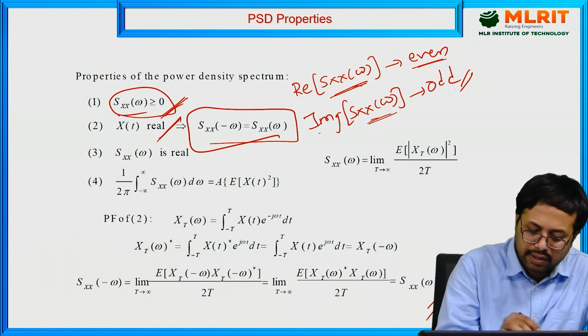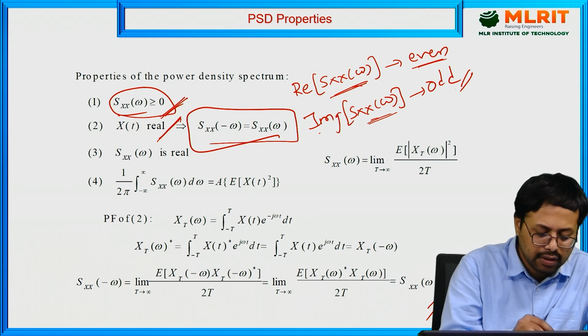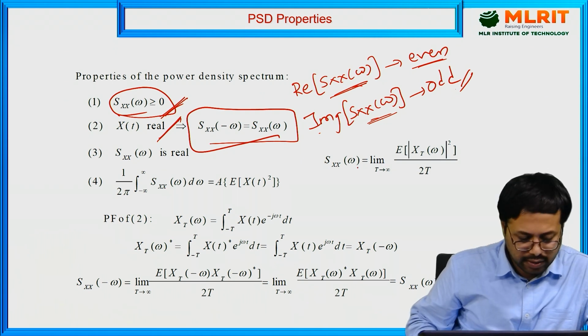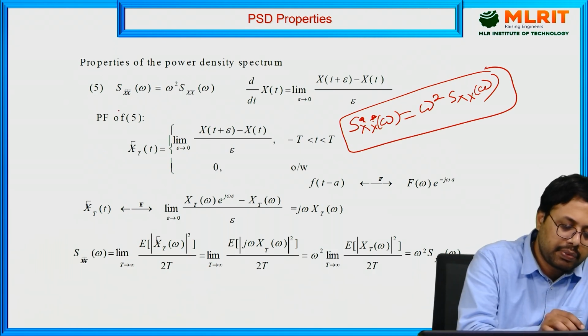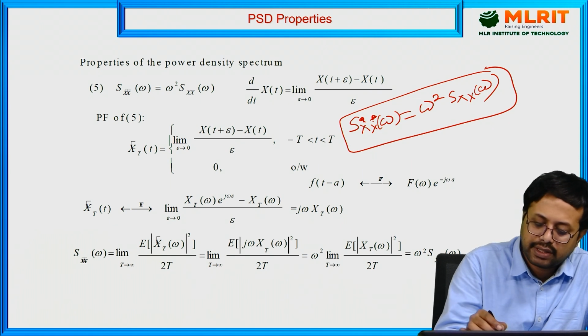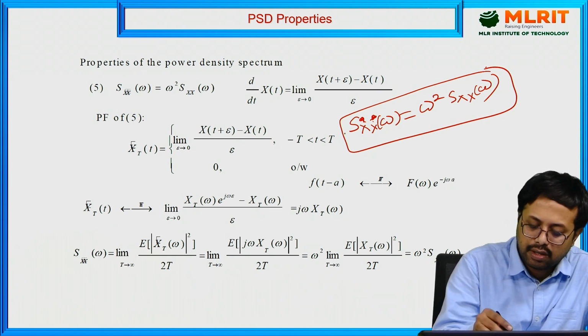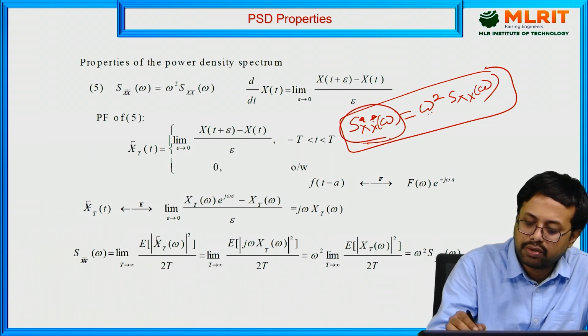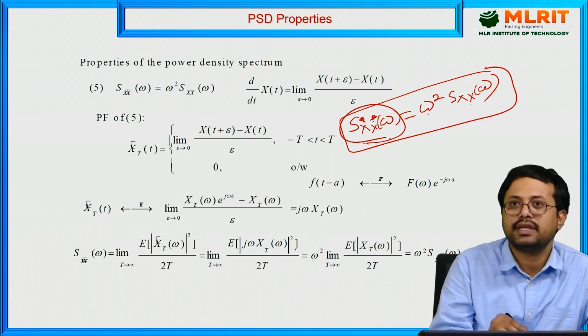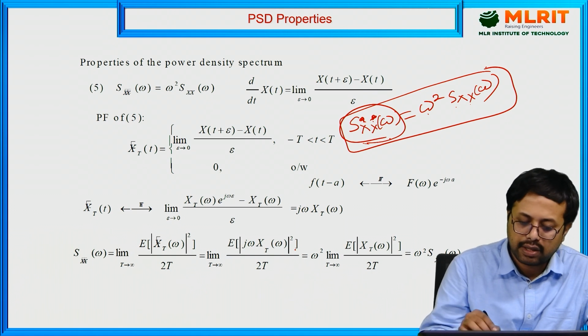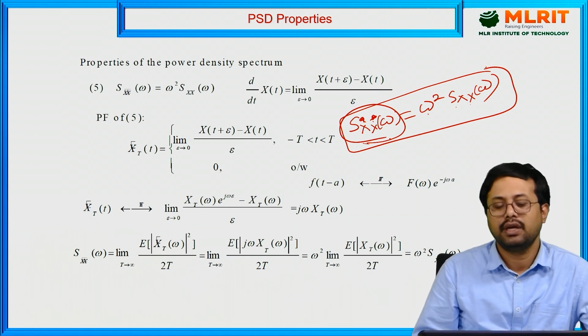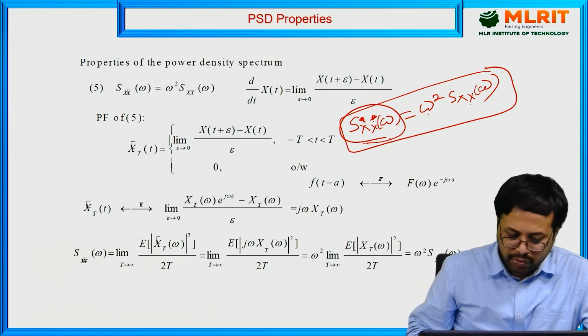Now next, the power spectral density of the differentiation of x of t is equal to omega square into Sxx of omega. These are the important properties, and along with that we have one more property.